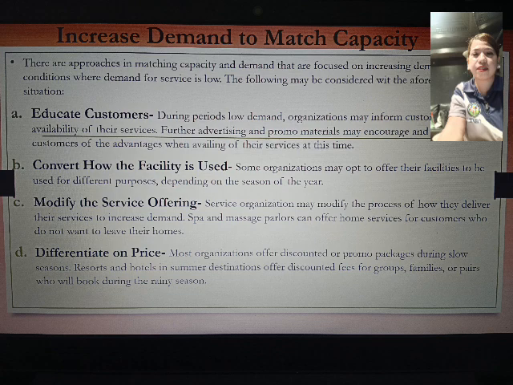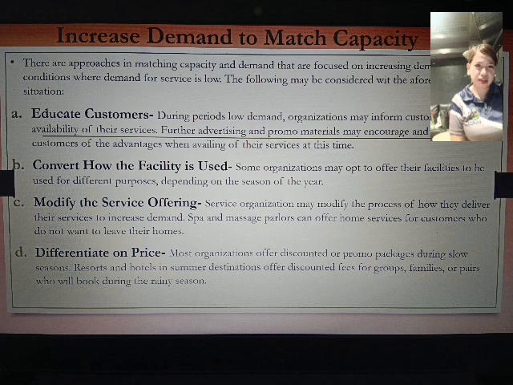The next is modify the service offering. Service organization may modify the process of how they deliver their services to increase demand. For example, spa and massage parlors can offer home services for customers who do not want to leave their homes.